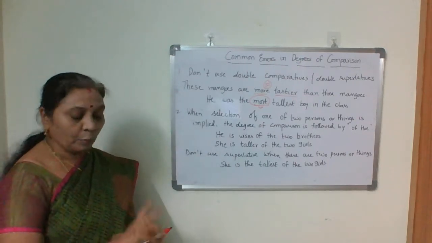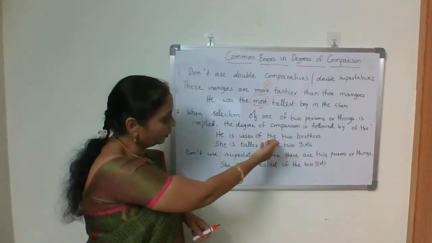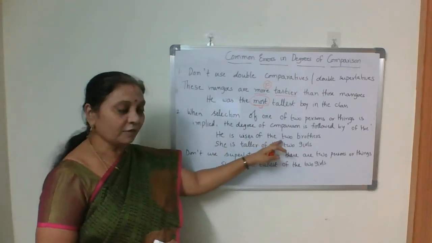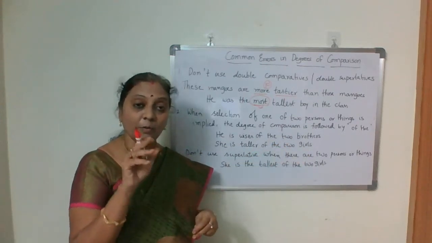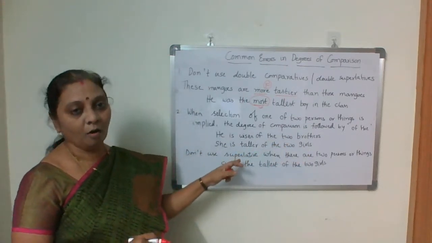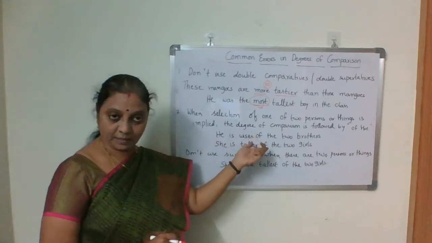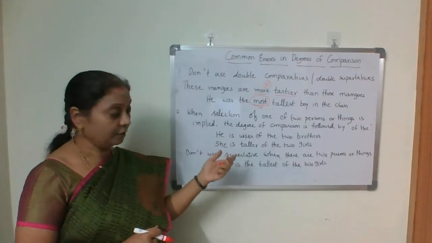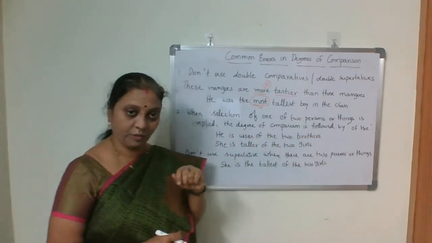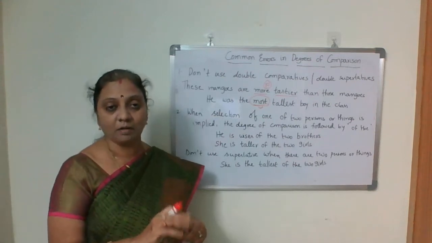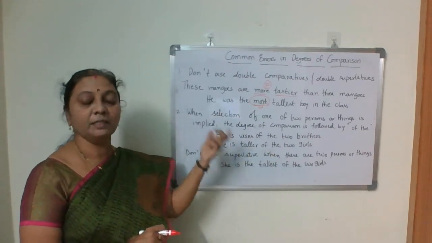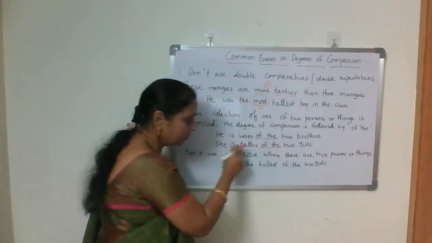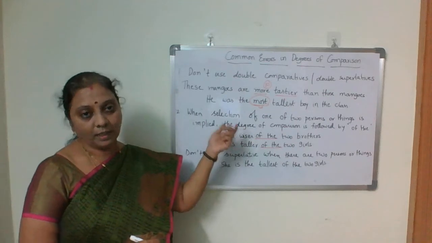What's the second one? When selection of one out of two persons is there in your sentence, then the degree of comparison is to be followed by of the. When there is a comparison of one out of two persons you are talking, then you should use of the in your sentence. Like, he is wiser of the two brothers. Of the two brothers, he is the wiser one. So you should use of after the comparative adjective.